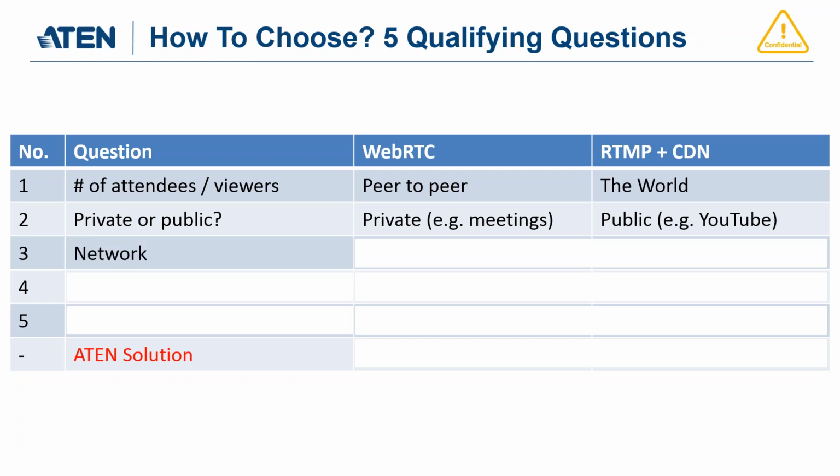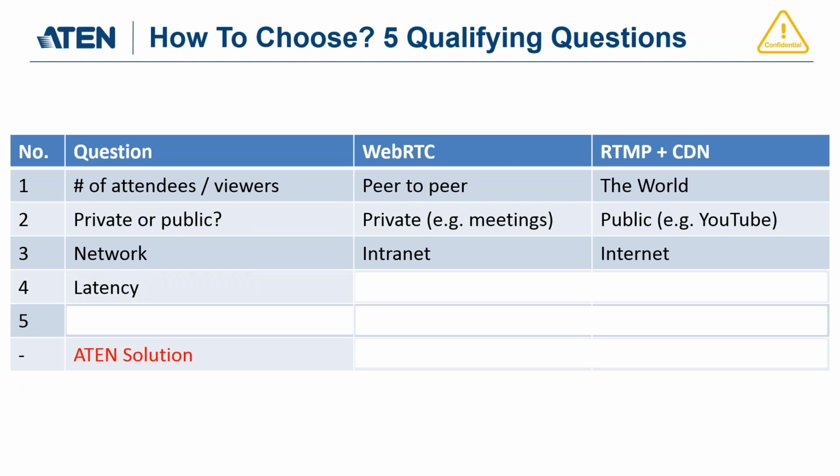The third one is the network. For WebRTC, it can be the intranet. But for RTMP and CDN, of course, because you need to talk to those CDN servers, you will need internet access. And the next 2 will be very important as well.